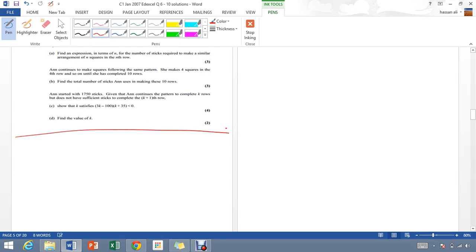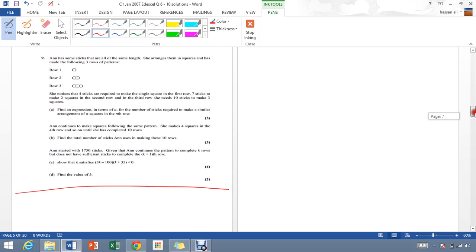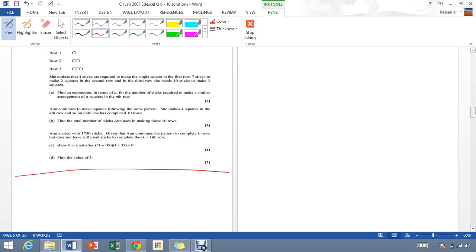So part A, you've got the sequence of 4, 7 and 10, and it is asking you to find an expression in terms of n. Now you have to know this formula here. For the nth term you have a plus n minus 1 d. That's your formula that you'll have to know. a is your first term, so in this case it will be 4, plus your n minus 1, plus your d. Now d stands for difference, and here it is 3.